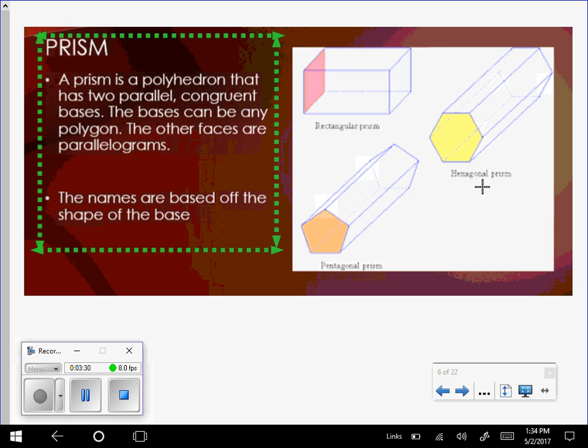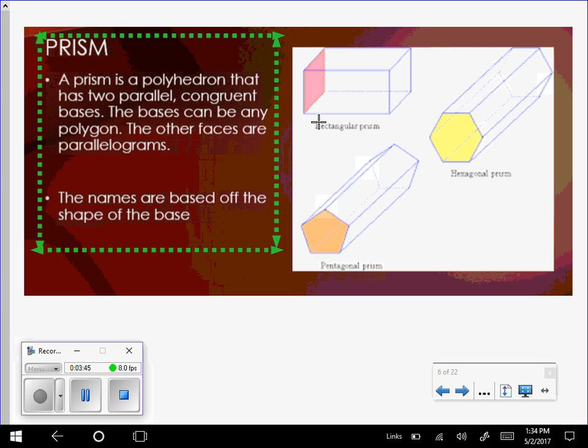As you can see, I have a hexagonal prism. It's named off the base. It says that down here. Names are based off the shape of the base. I have a pentagonal prism, so that means there's 5 sides. And a rectangular prism, that means there's 4.